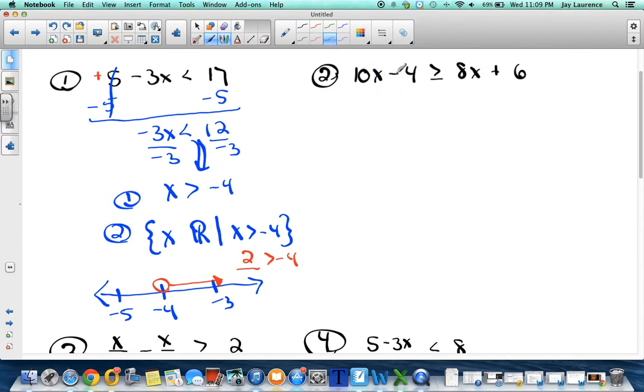All right, let's see here. Number 2, I have x's on both sides. Some of you want to take care of the 4 or the 6 first. I won't. I like to get rid of the x terms. I'm going to subtract 8x from both sides.